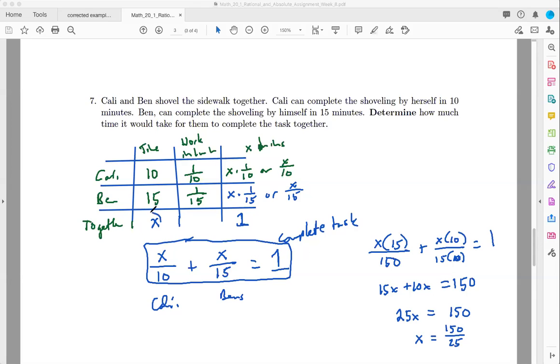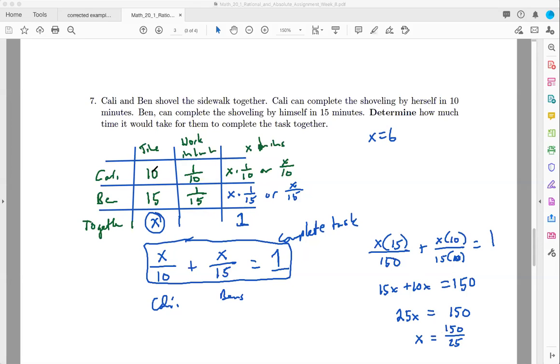And remember that x represented the time it took for both of them to complete the task together. If we see x equaling 150 divided by 25, think of 25 as quarters. So $1.50 has how many quarters in it? And so x is equal to 6. So when x is equal to 6, it means that when they work together, it's going to take six minutes.